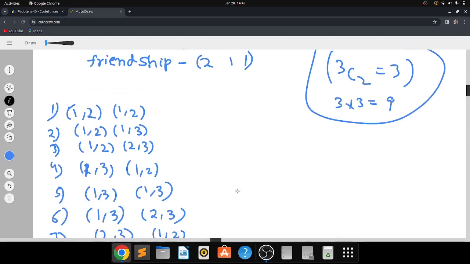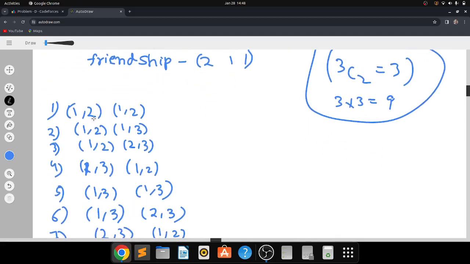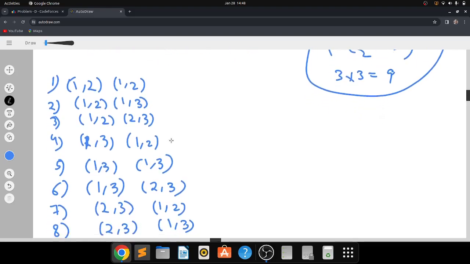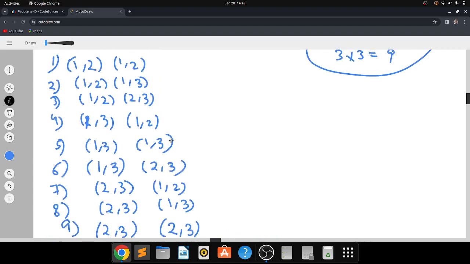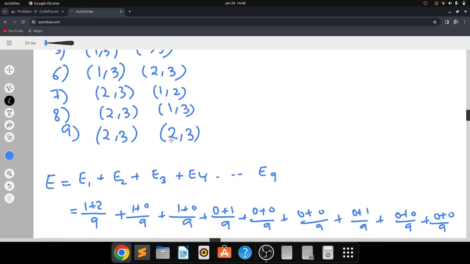So for the first excursion, let us say the teacher chooses 1, 2 and then 1, 2. For the second way, in the first excursion the teacher chooses 1, 2 and for the second excursion the teacher chooses 1, 3. So in this way there are 9 possible ways, right? So how can you find the expected value of these 9 ways?